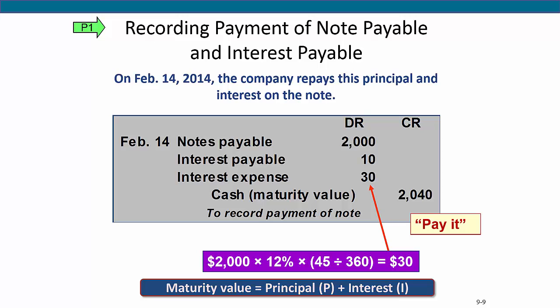Then, a good way to help remember the rest of the entries: first, clean up what's on the books, the two payables, then record the additional interest expense owed for the time that has passed since the prior accrual was done on December 31st. And that's it.